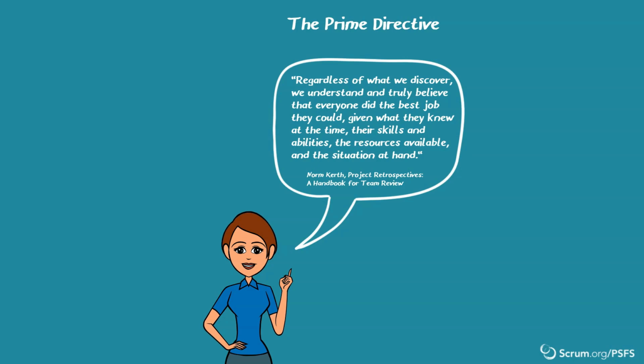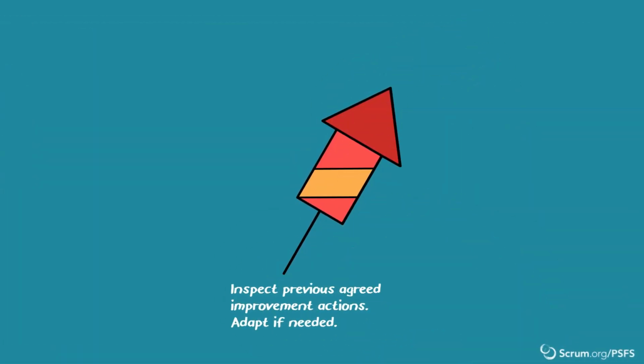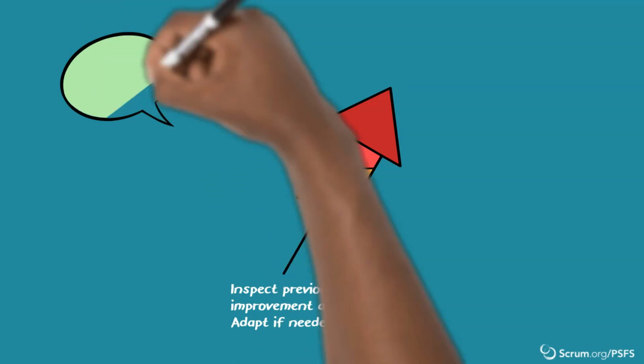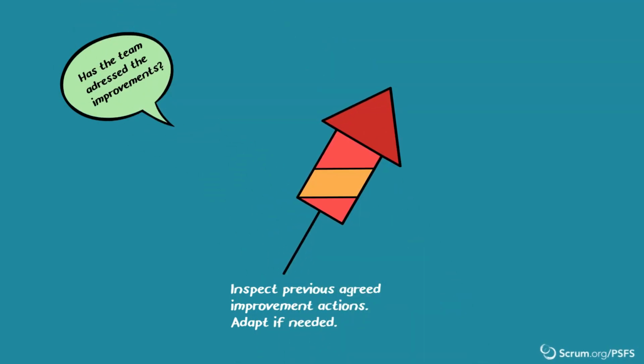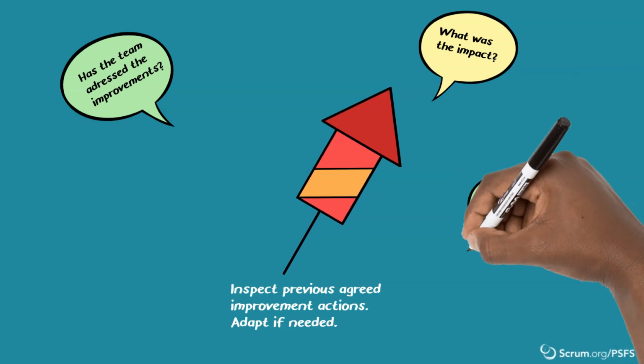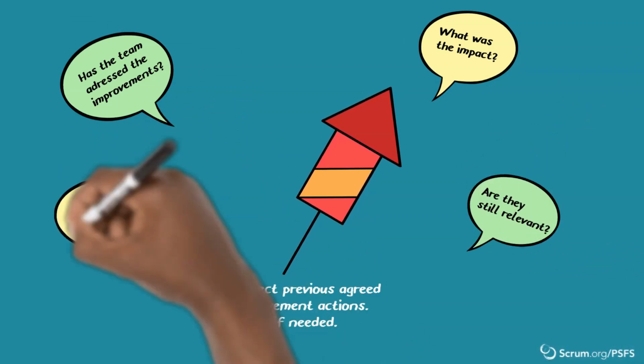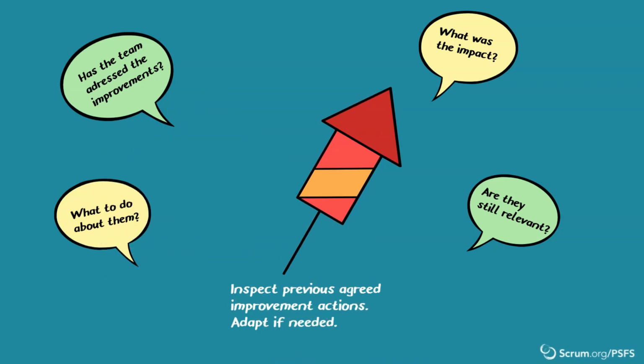Next, briefly revisit with the team the improvements the team identified and agreed to in the last sprint retrospective. Has the team addressed these improvements? And if so, what was the impact? Are any outstanding improvement actions still relevant? And if so, what should the team do about them?